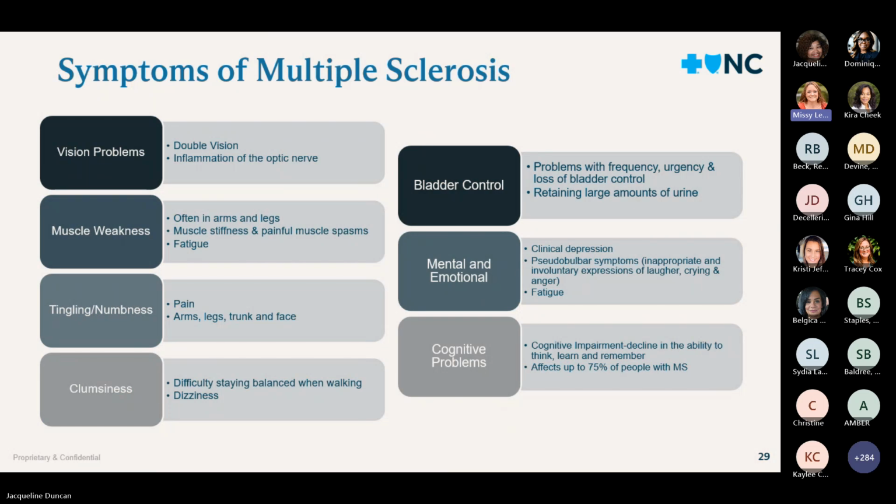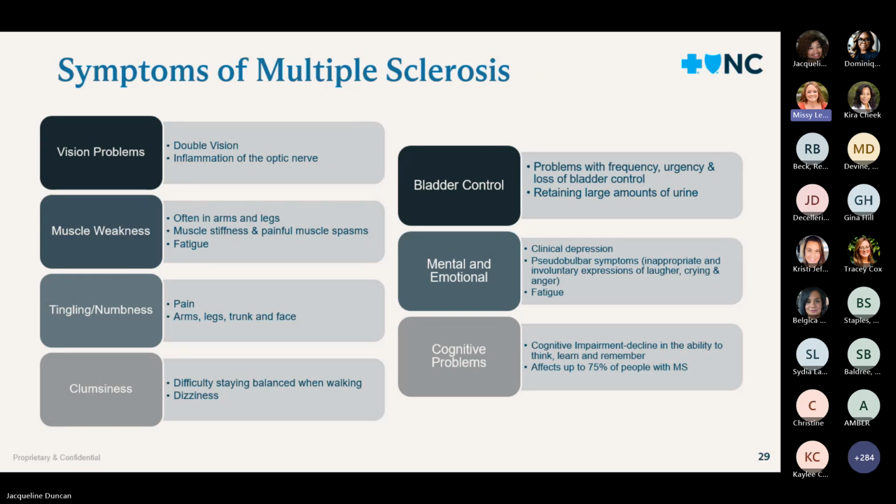When it comes to MS, vision problems can be an early sign. This includes double vision and inflammation of the optic nerve, causing pain with eye movement and vision loss. Muscle weakness and tingling or numbness often occur in the arms and legs, but can include the trunk area and the face. Muscle stiffness and painful muscle spasms can accompany this as well as fatigue. These issues can be severe enough to affect walking and standing, and in some cases lead to paralysis.